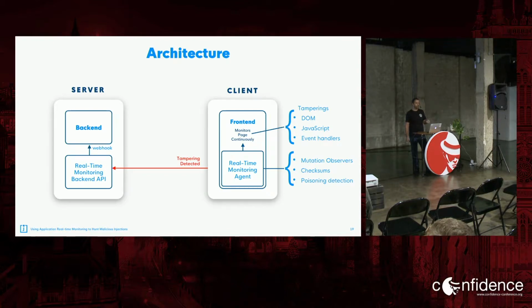So once tampering is detected, a notification is sent back to the other part of the system, which is the real-time monitoring backend. And this backend just processes the information and confirms that it is, in fact, a malicious modification. The application can optionally implement a webhook, and it will receive in this webhook the final information regarding that incident. So using this information, they can implement whatever reaction makes sense to them.